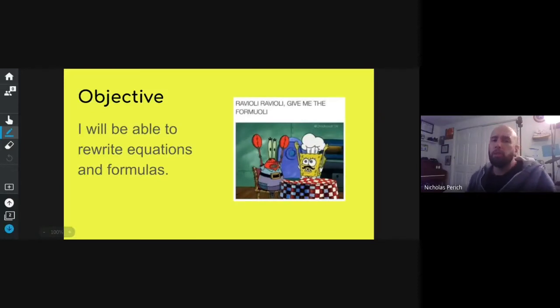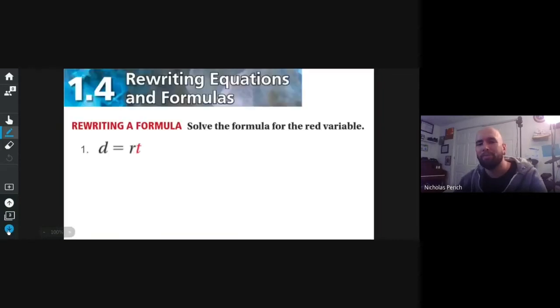So, fun fact, this is the last section of chapter 1. We're going to do a little something called rewriting equations and formulas. Oh, it's SpongeBob. Ravioli, ravioli. Give me the formulae? I don't understand. It's formulae, I know. This is the last section of the chapter. So the next couple days, we're going to be focusing on reviewing chapter 1, which is solving equations of all kinds. This is the last thing that we're going to do.